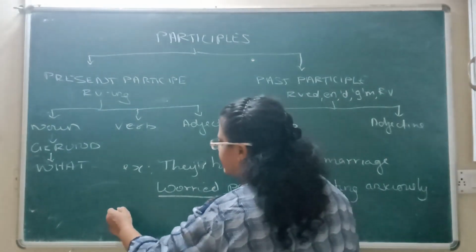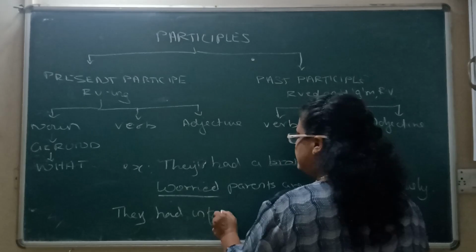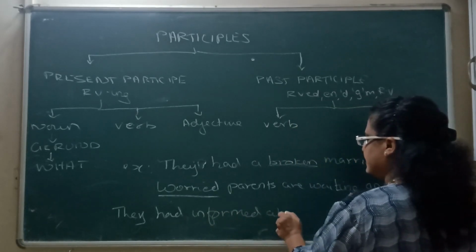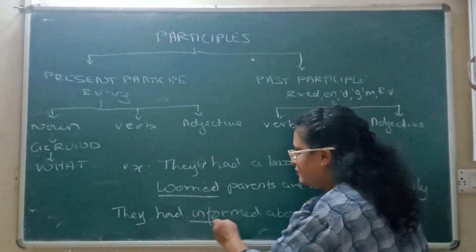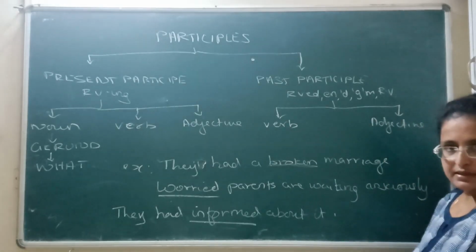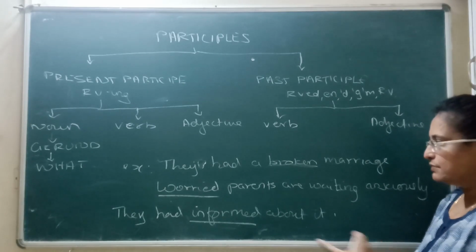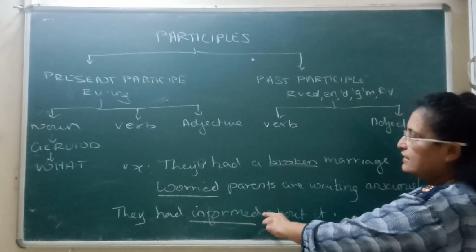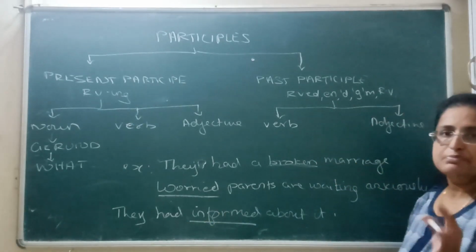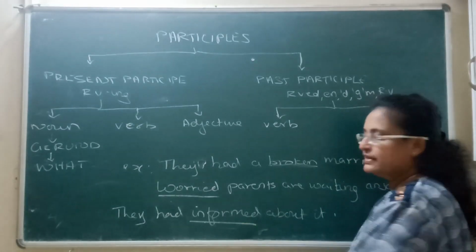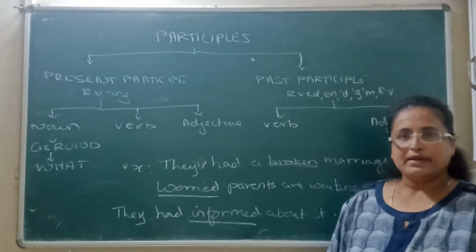Okay, see the next one. They had informed about it. If you see here, informed is a participle. Now, which participle is this? It can be a verb participle or it can be an adjective participle. If you see here, it doesn't have any noun. So, obviously, it cannot be an adjective. And moreover, you will see had informed. It is past perfect tense. And here it is taking the place of, or the function of, a verb participle. Hope you all have understood this particular topic of participle.